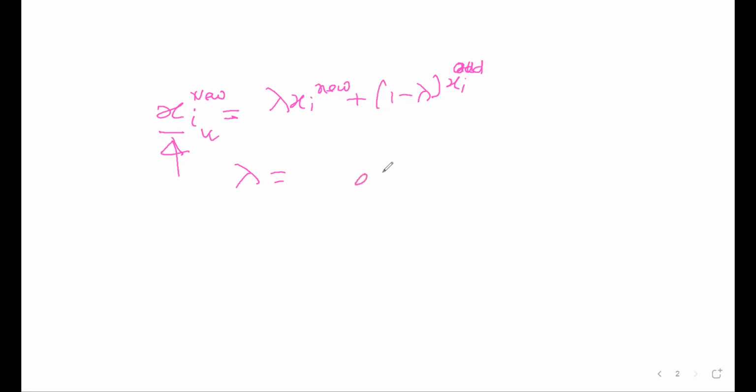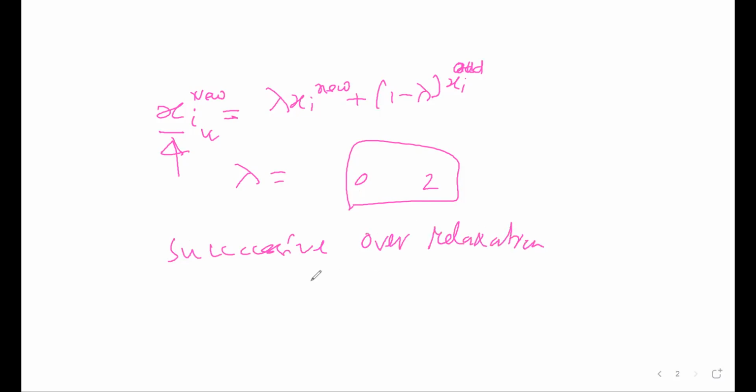Usually the value of lambda will be between 0 and 2. If your lambda value is less than 1, between 0 and 1, we call it under relaxation. And if your value is between 1 and 2, it is called over relaxation. Over relaxation is made in successive calculation. For this reason, this technique is called successive over relaxation, or SOR technique. I will show you this SOR with some example later.